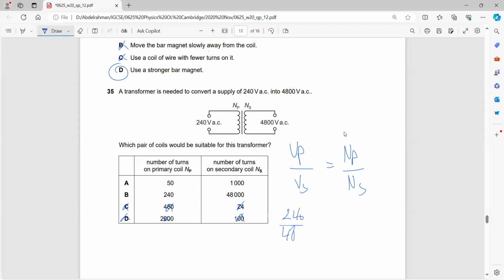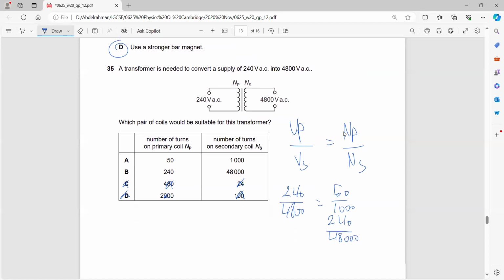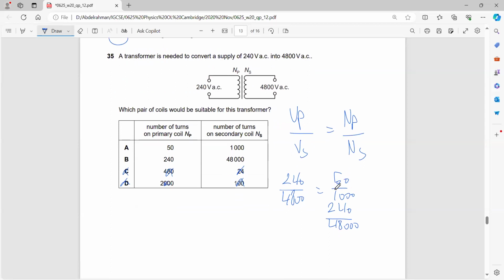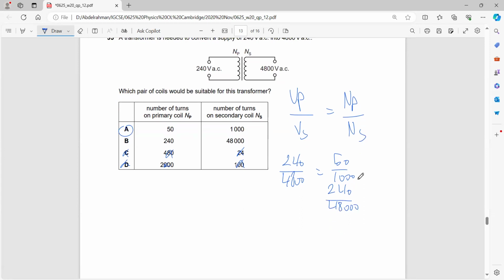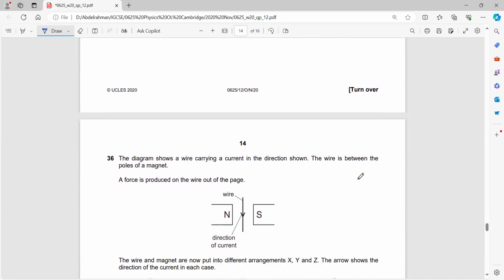How can you try each one out? 240 over 4,800 equals, is it equal to 50 over 1,000 or is it equal to 240 over 48,000? You can just calculate it on the calculator. 240 divided by 4,800 should be equal to 50 over 1,000. Okay, this should be the right answer. 50 over 1,000. They would both give the same final answer. It's a matter of a ratio.